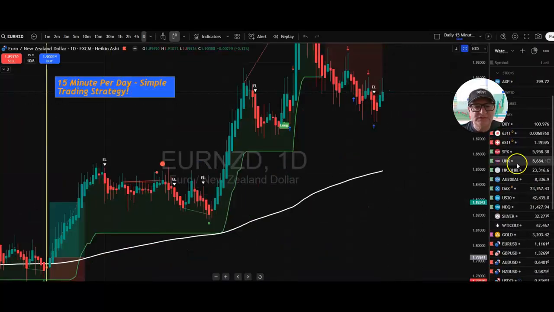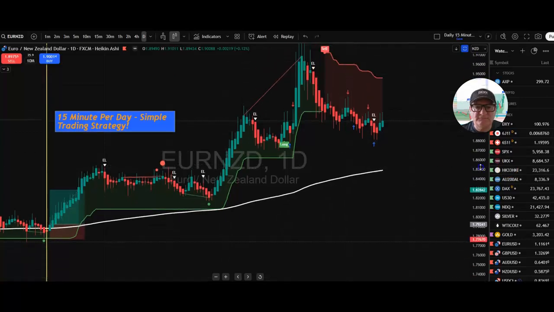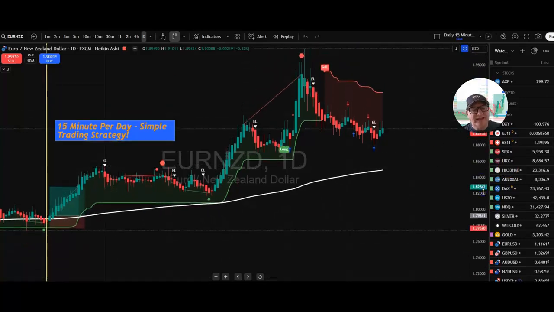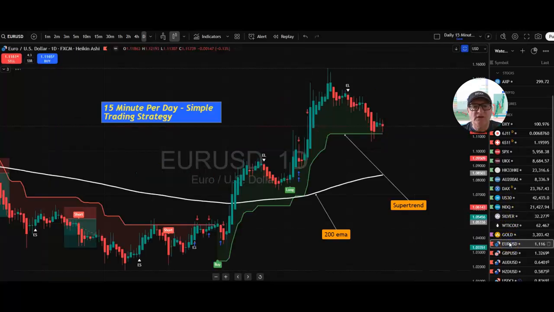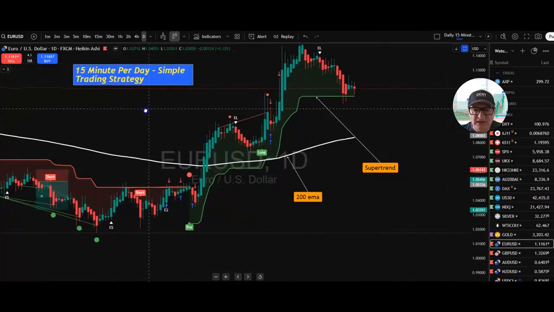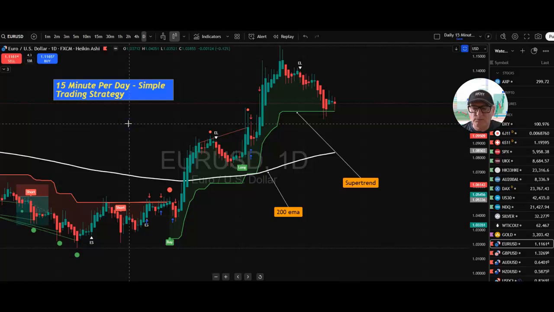So a very simple system. Once you get used to it, it's lovely. It's a beautiful thing, and it works really well on the high volume positions like euro dollar, pound, yen, those kind of trading pairs that actually work with very, very high volume.